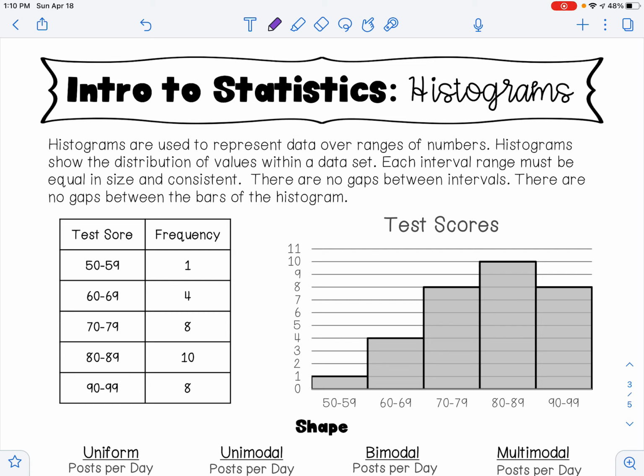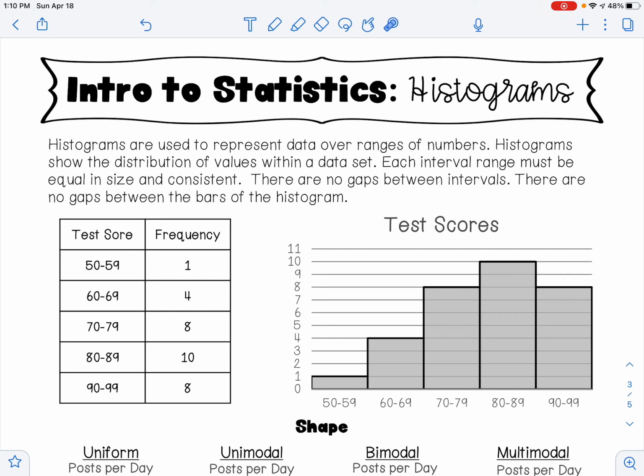Hello, in this video we're going to learn about histograms. Histograms are used to represent data over ranges of numbers. Histograms show a distribution of values within a data set. Each interval range must be equal in size and consistent. There are no gaps between the intervals, and there are no gaps between the bars of a histogram.